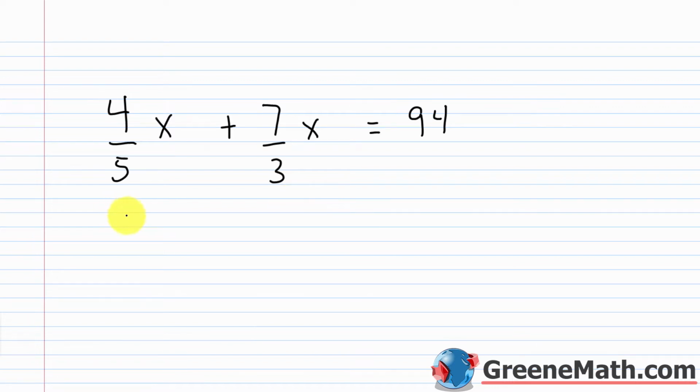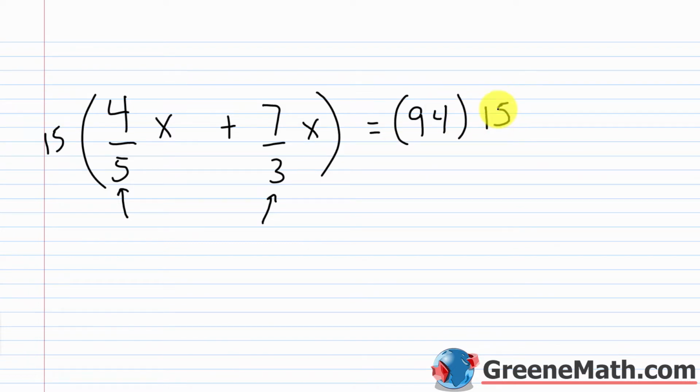In this particular case, I have a denominator of 5 and a denominator of 3. Neither one of those is going to factor, so the LCD would be 5 times 3 or 15. I would multiply this side of the equation by 15, and to make it legal, I would multiply this side of the equation by 15. Remember your multiplication property of equality.